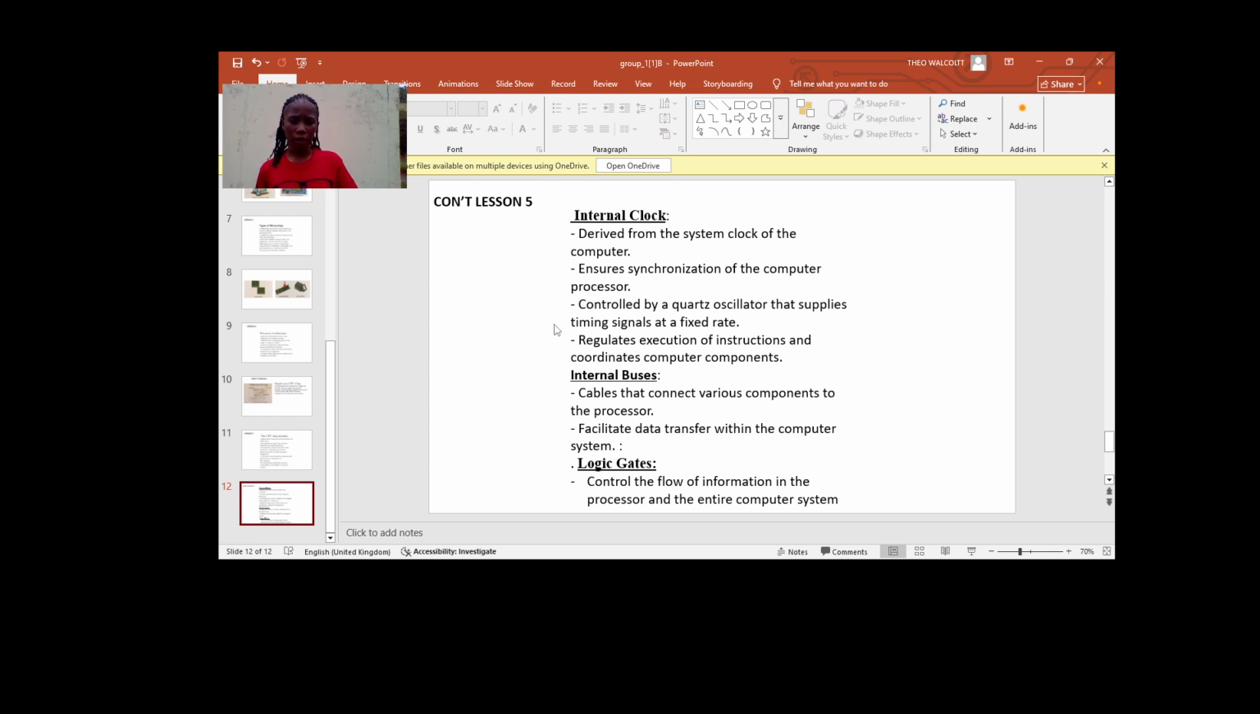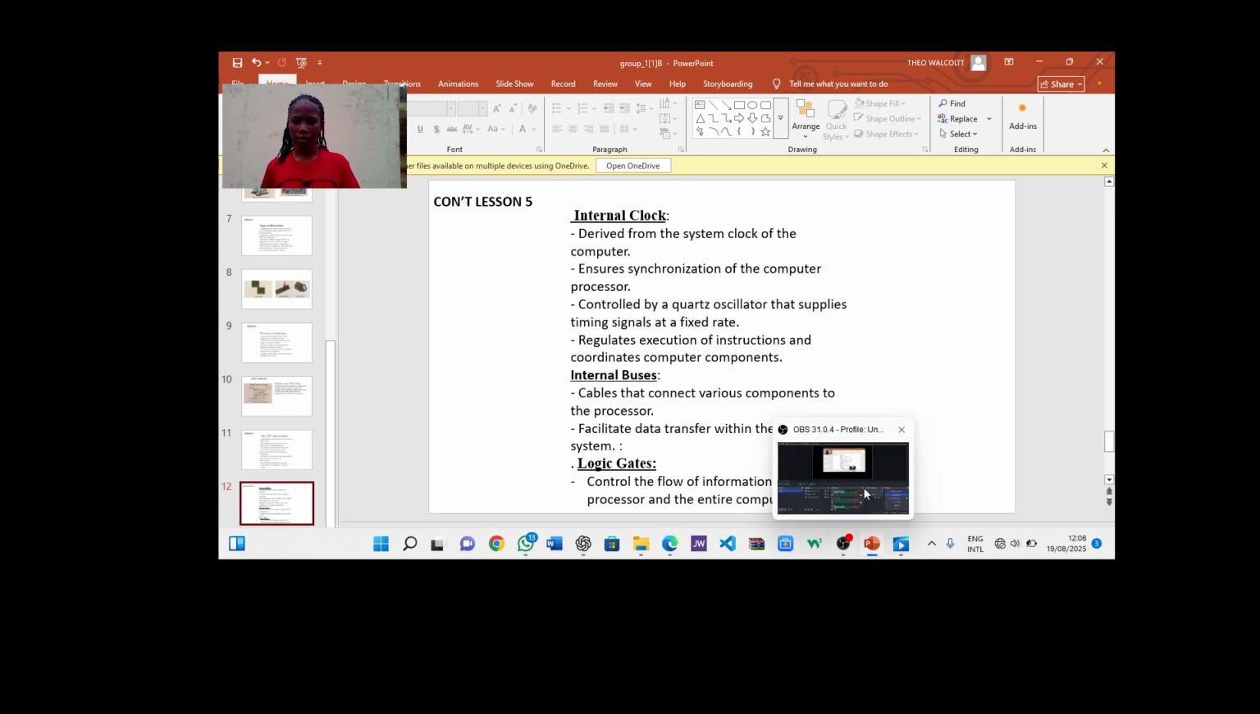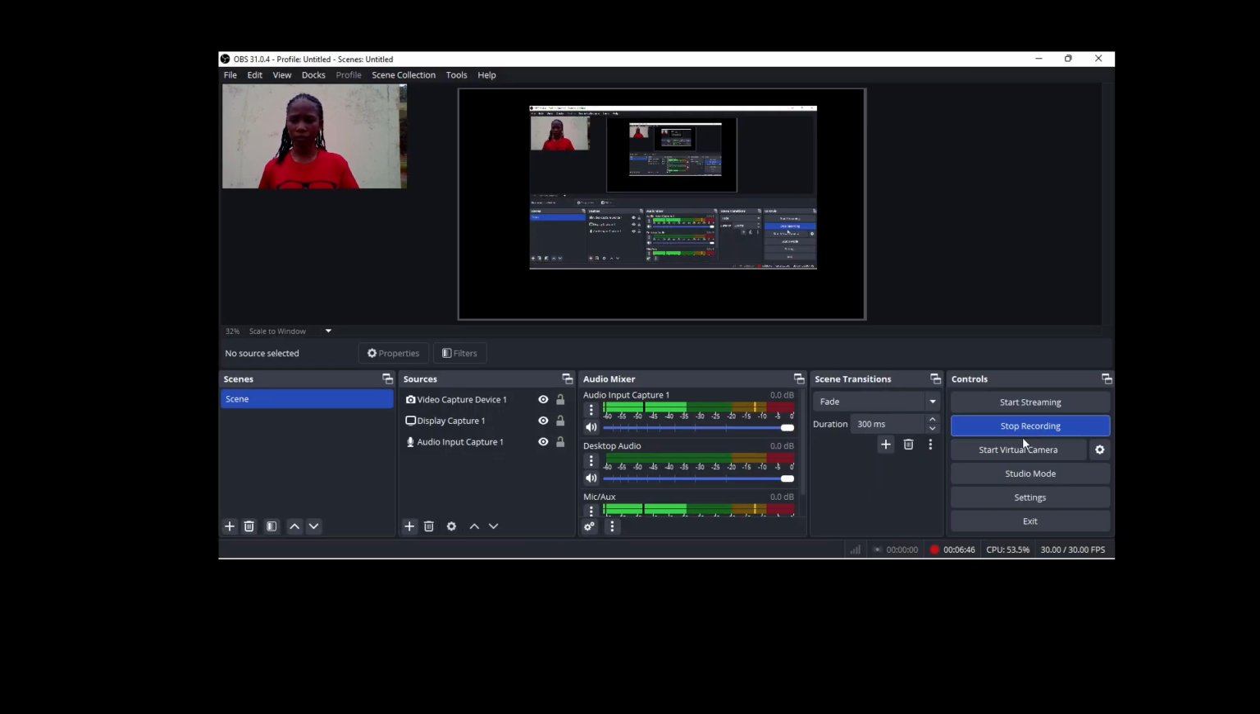Now let's talk about the internal buses. So the internal buses are cables that connect various components of the processor. They facilitate data transfer within a computer system. Now the last one, that's the logic gates. So the logic gates control the flow of information in the processor and the entire computer system. Okay, so I'll end it here.